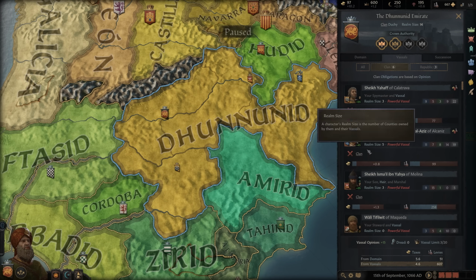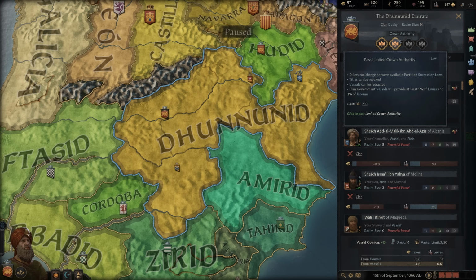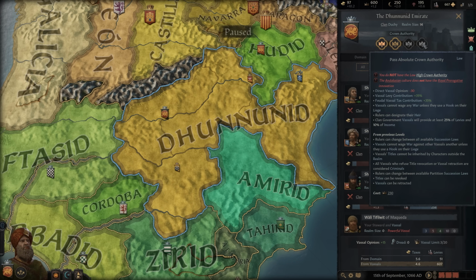So, before we actually jump down into the actual taxes and levies, looking at crown authority, which is the same thing for feudal, they're both called crown authority, you have this increasing number. So at limited crown authority, the vassals will provide at least 5% of levies and 2% of income. All the way to the top end, with absolute crown authority, clan government vassals will provide at least 25% of levies and 10% of income.